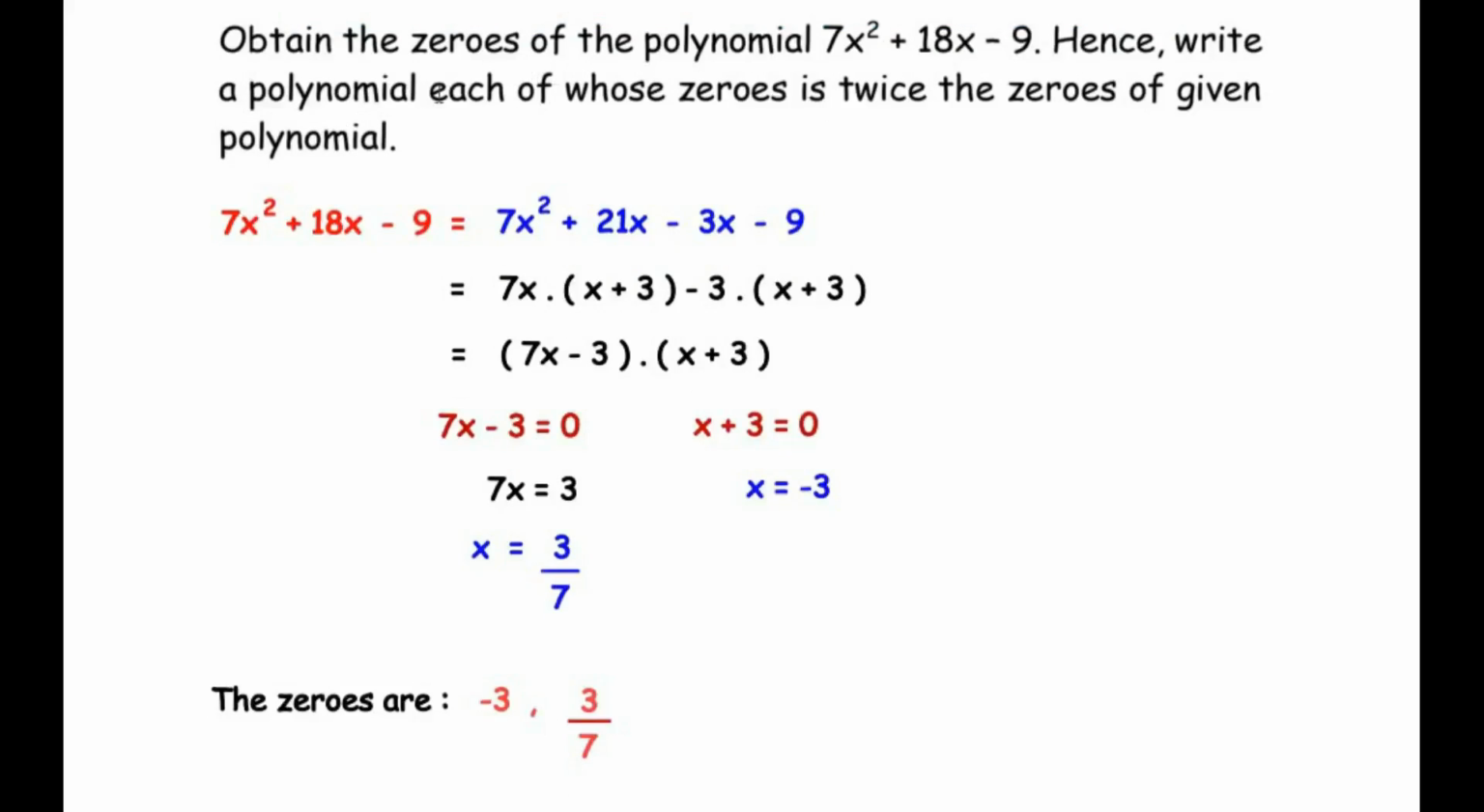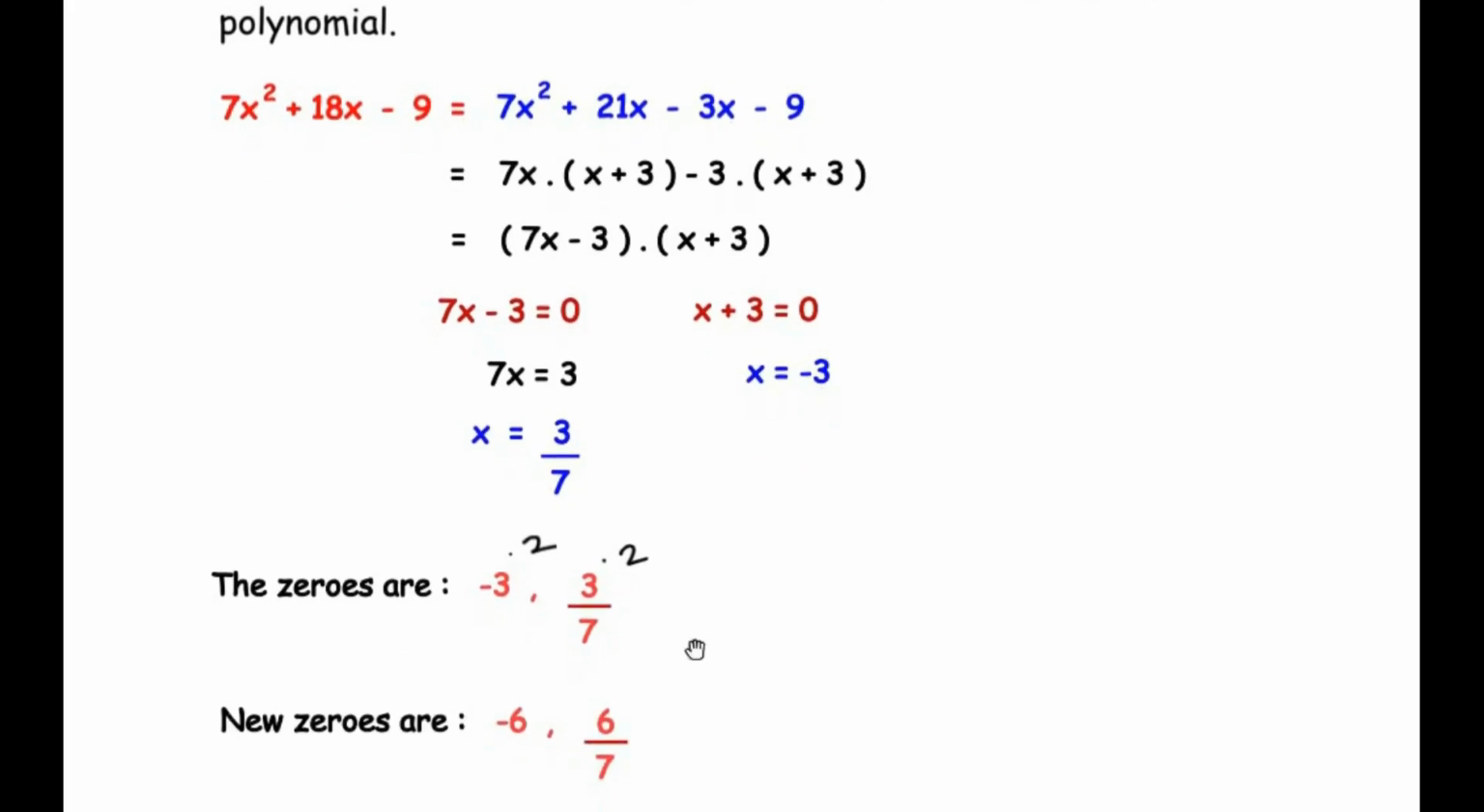Now to get the zeros of the required polynomial, we have to just multiply each of the zeros we got over here by 2 and by 2. So the zeros of the required polynomial now become negative 6 and 6 over 7.